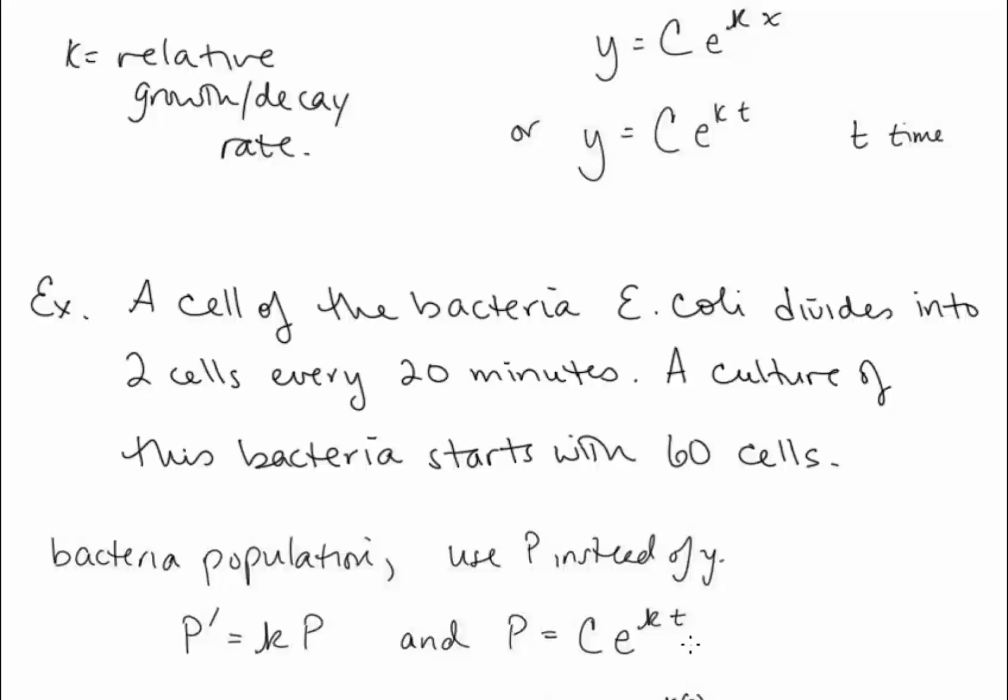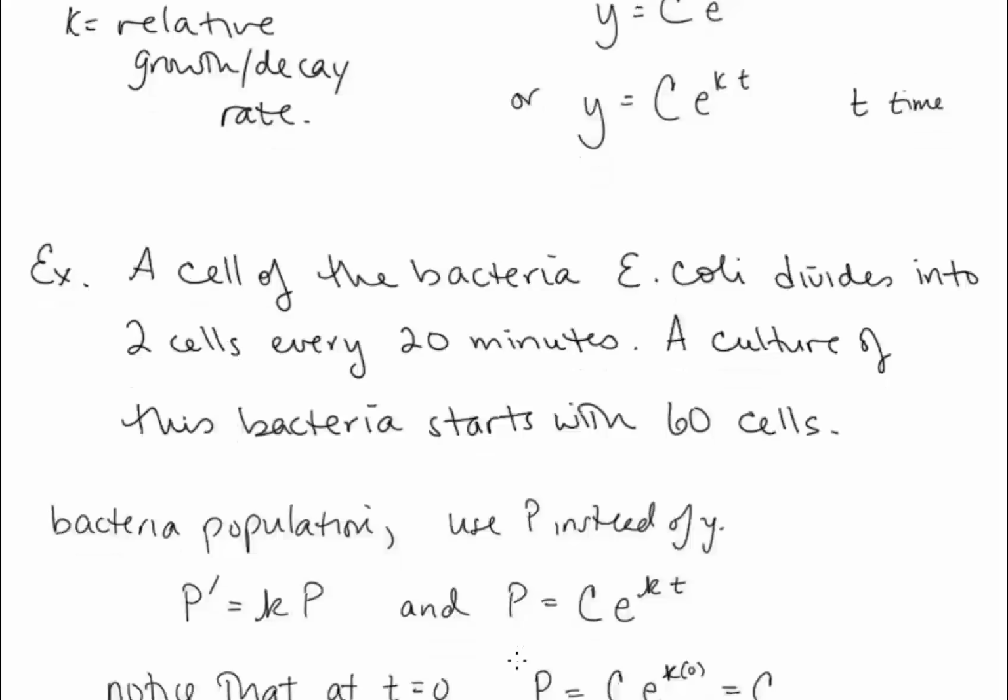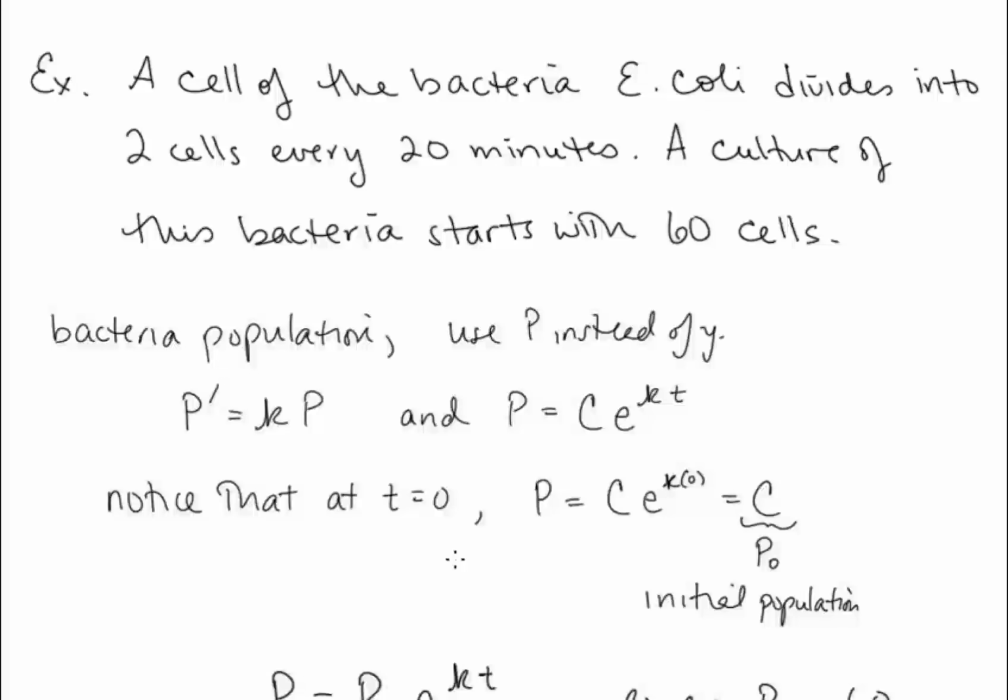Now for this to be a useful function, we need to figure out what the constants c and k are, because we want to be able to plug in a time t and find the number of bacteria cells at that time. Let's see what information we're given. First, notice that at time t equals 0, this exponent becomes 0, e to the 0 is 1, and this reduces to p equals c. So this constant c we can call p0, the initial population.